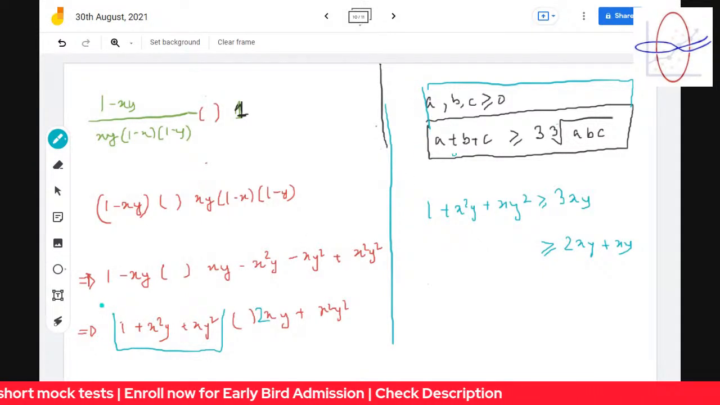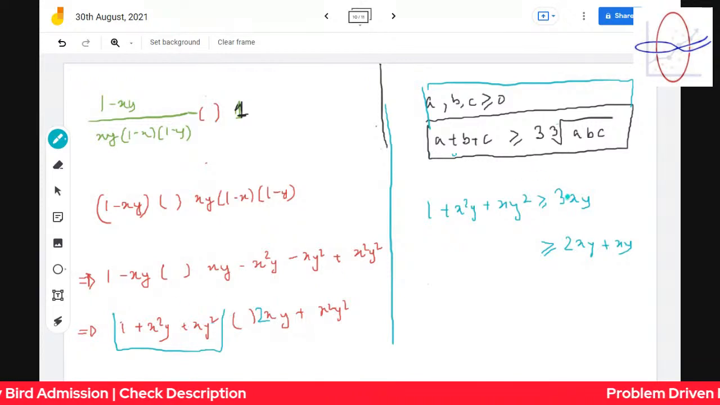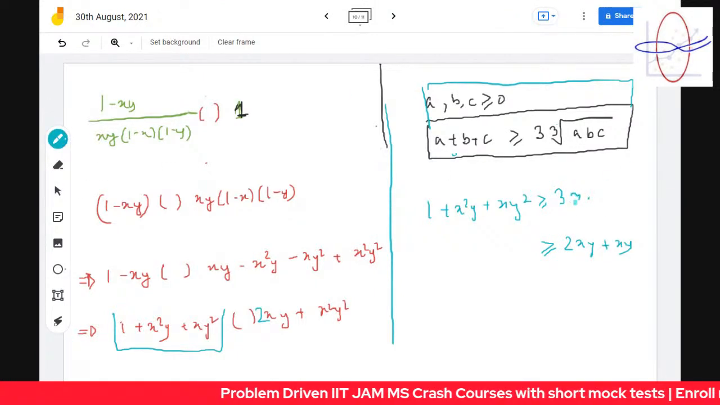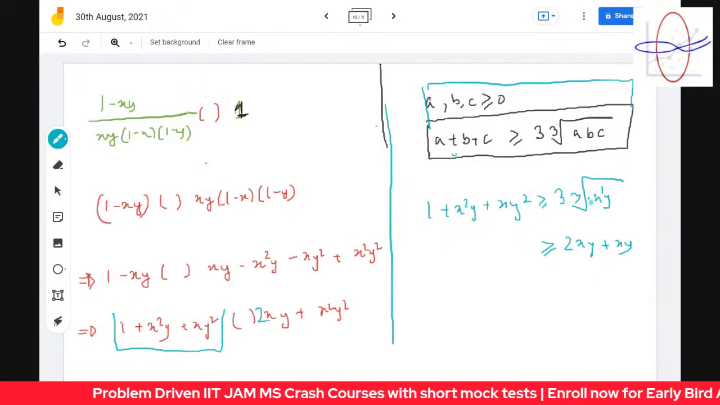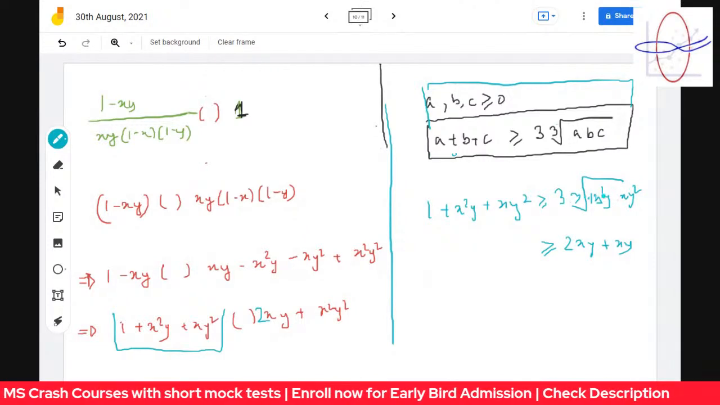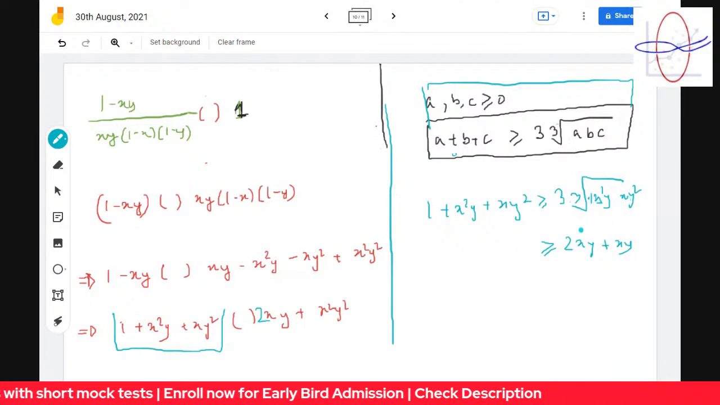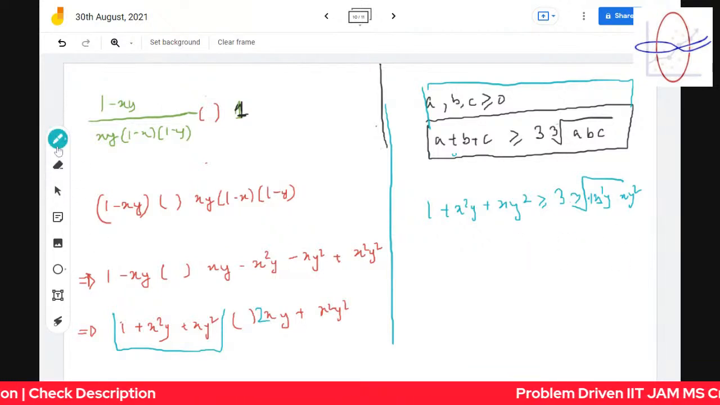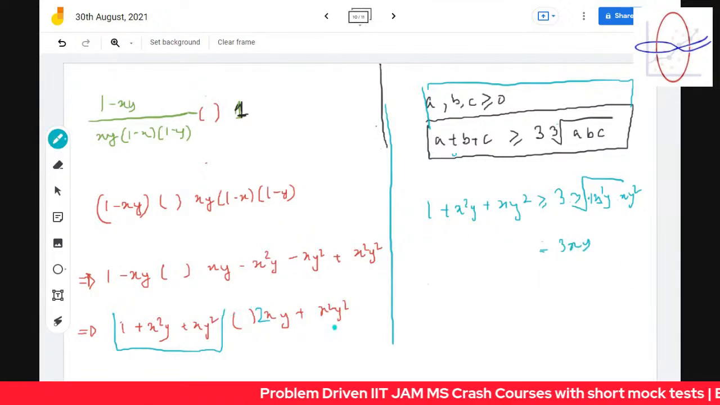And if you apply the AM-GM inequality on the left hand side, you get 1 plus x square y plus xy square is greater than or equal to 3 times, let me expand that, 3 times the cube root of 1 times x square y and xy square, cube root of this. So it's like x cube, y cube. So you get 3xy, right? You get 3xy. It's equal to 3xy. Now you want to find the relationship between 2xy and x square y square.